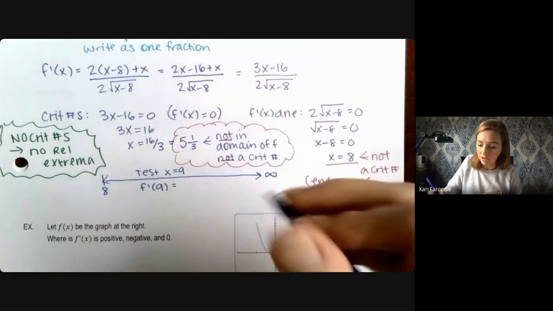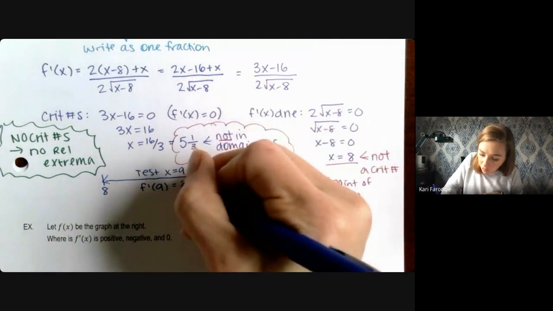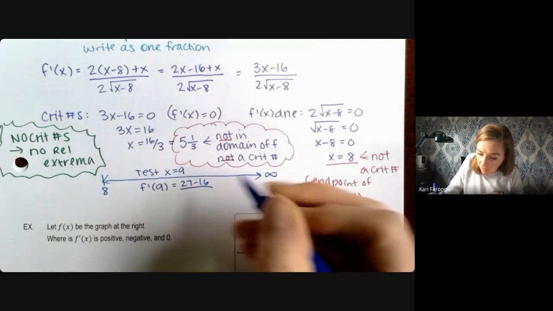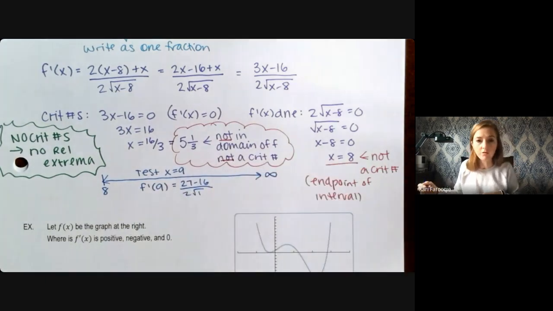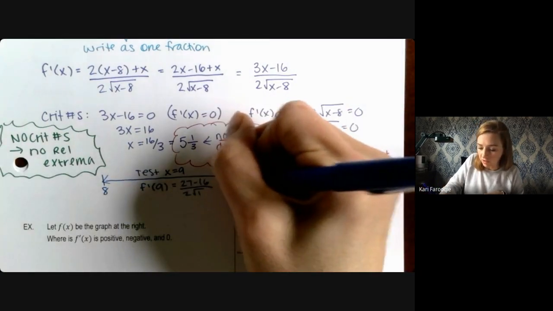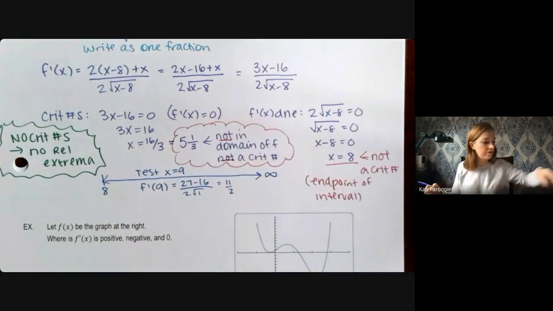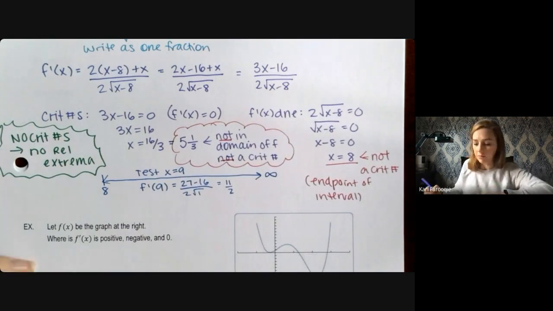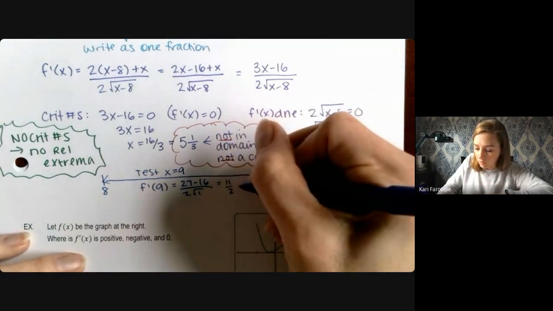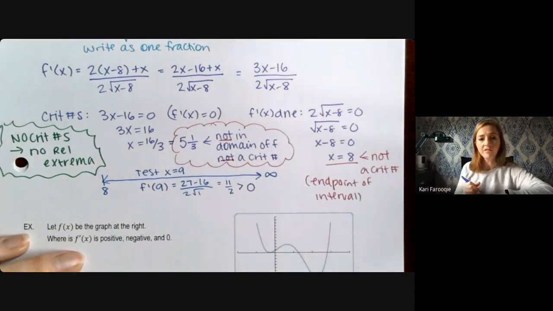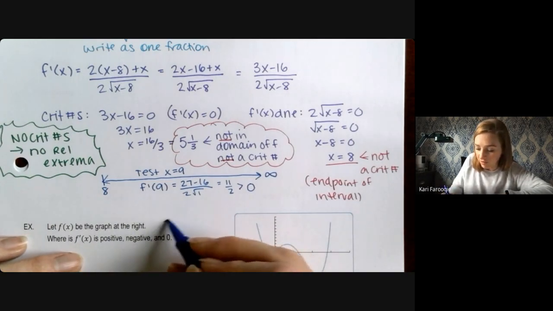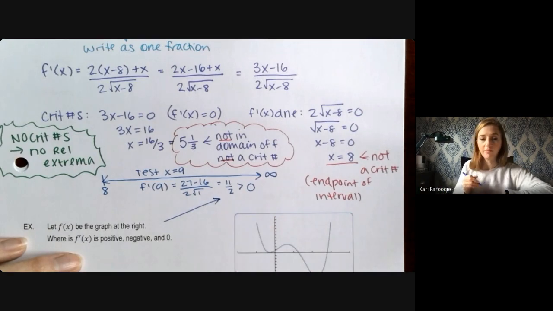So f prime of 9 is going to be 3 times 9, which is 27, minus 16, divided by twice the square root of 9 minus 8, which is the square root of 1. 27 minus 16 is 11. Divided by 2, we have 11 halves. That means that your derivative is positive on this interval. 11 halves is definitely greater than 0. So that means that on this interval, your function is increasing.